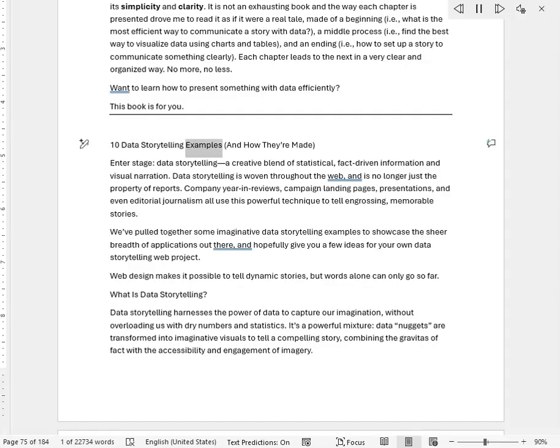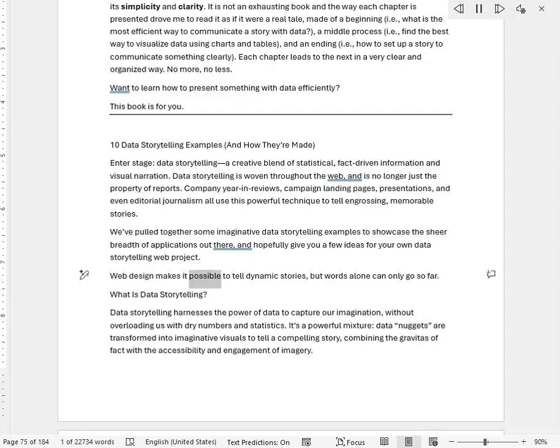10 data storytelling examples and how they're made. Enter stage, data storytelling, a creative blend of statistical, fact-driven information and visual narration. Data storytelling is woven throughout the web and is no longer just the property of reports. Company year-end reviews, campaign landing pages, presentations, and even editorial journalism all use this powerful technique to tell engrossing, memorable stories. We've pulled together some imaginative data storytelling examples to showcase the sheer breadth of applications out there and hopefully give you a few ideas for your own data storytelling web project.